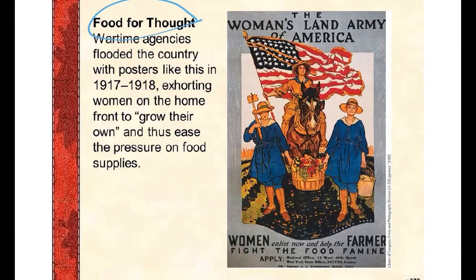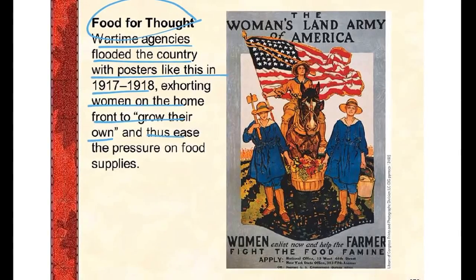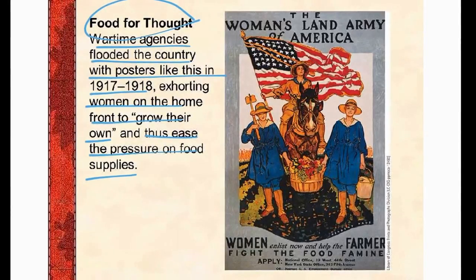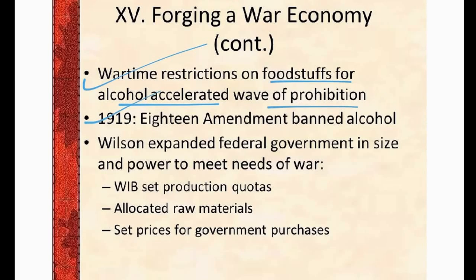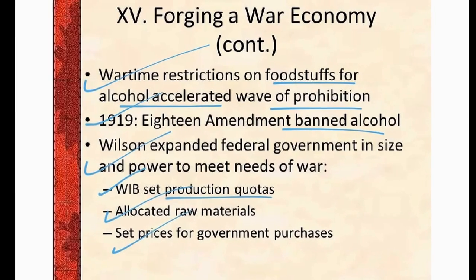Food for thought. This poster shows wartime agencies flooding the country with posters like this. This particular one shows women on the home front being encouraged to grow their own produce and thus ease the pressure on food supplies. Wartime restrictions on foodstuffs for alcohol accelerated the wave of prohibition, and in 1919 the 18th Amendment banned alcohol. Wilson expanded the federal government in size and power to meet the needs of the war. The War Industries Board set the production quotas, allocated the raw materials, and set prices for government purchases.